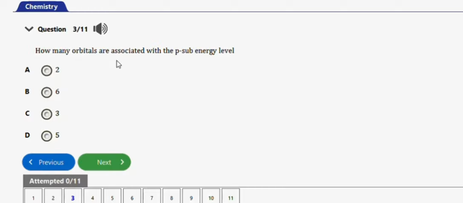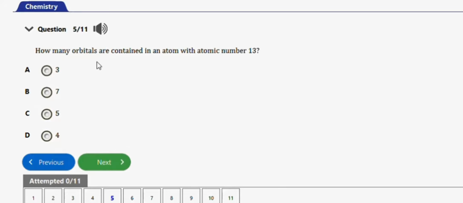Next question. So for this question, the answer is 3. Alright, 3 orbitals that are associated with the p sub energy level. Next question will be this one. It says the number of orbitals in a p sub level of an atom. So as we have answered before, it's 3.